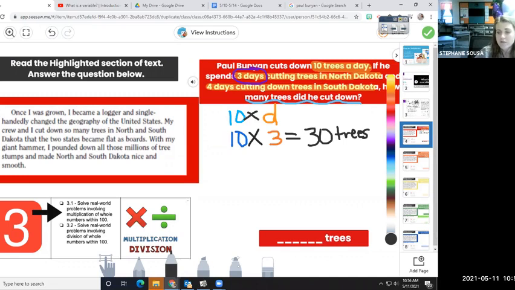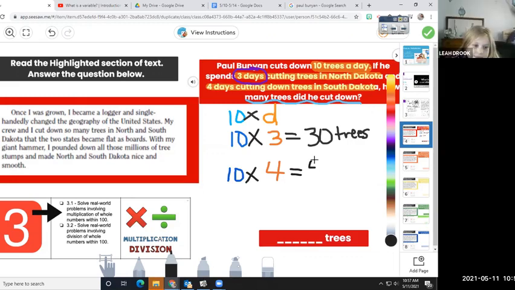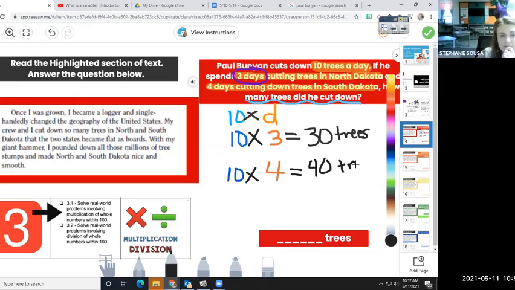Now we're going to do South Dakota. South Dakota, again, the number of trees stayed the same. It was 10 trees in a day. However, in South Dakota, he spent 4 days. So now we're doing 10 times 4. Okay, Leah, 10 times 4 is equal to? 40. 40 trees, correct.